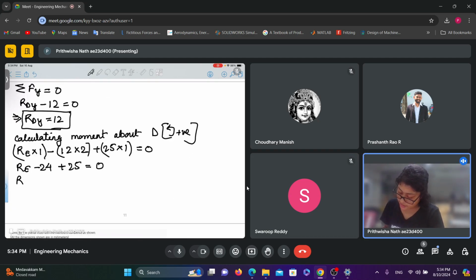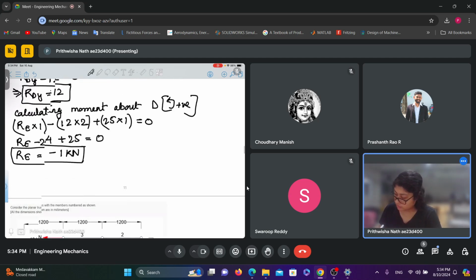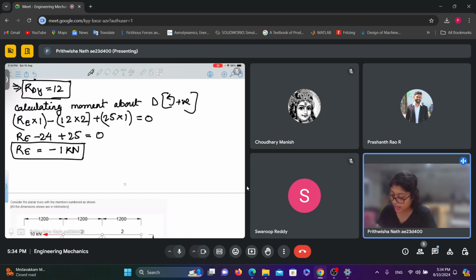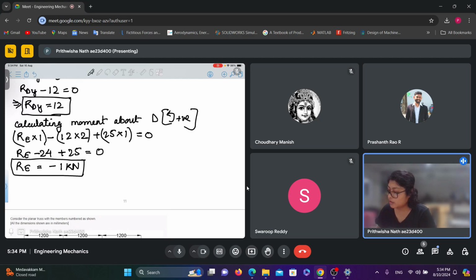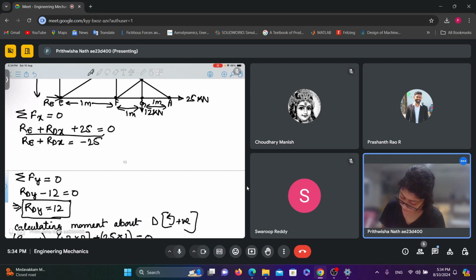So RE is minus 1 kilonewton. So it is opposite to the direction that I had considered initially. That is, it is acting towards the negative x direction. Now I know RE and RDY. One more unknown is there, that is RDX. So from this first equation, I can substitute the value of RE and then calculate RDX.